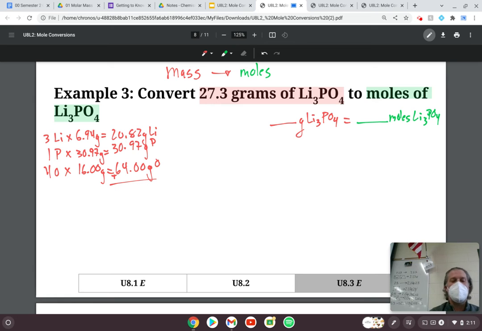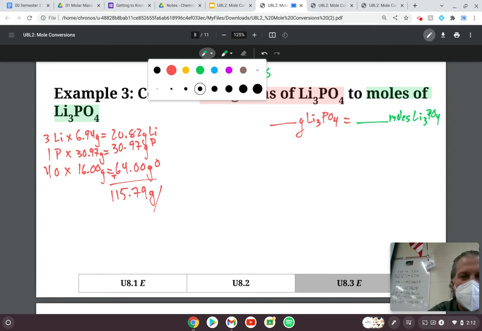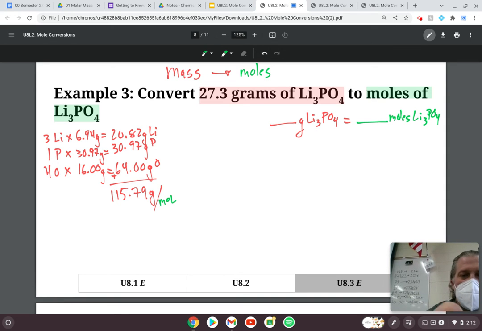So now we have to add all that stuff together, and you get something like 115.79 grams per mole of Li3PO4.